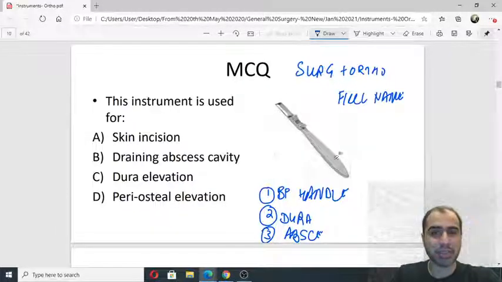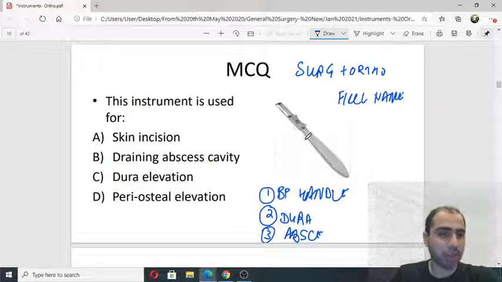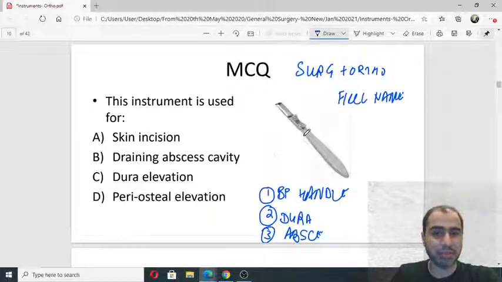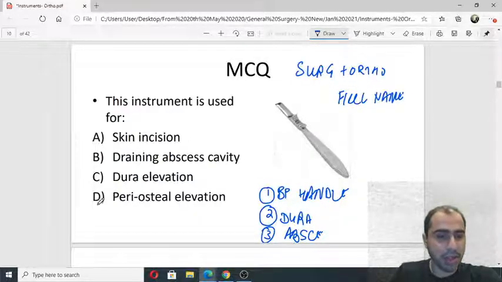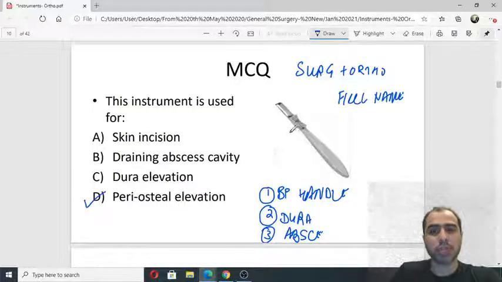Anybody knows the full name of this instrument? And then of course you'll have to tell why are you calling it a periosteal elevator. Yes, this is a periosteal elevator. Looked familiar with thumb rest. Okay, I will accept that, Sujay. So this thumb rest is very classical of a periosteal elevator.